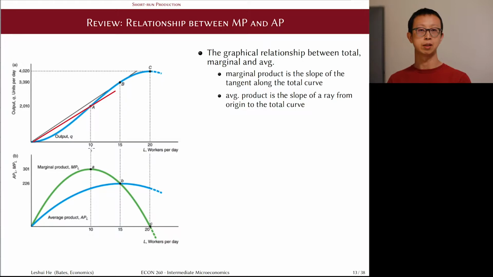Why is the average product the slope of this ray? This is because if we write down the average product again, it is just the total product divided by the amount of labor input, which is the y-coordinate at this point divided by the x-coordinate at this point. In other words, this is just rise over run of this particular ray shooting from the origin to this particular point on the total product curve. And the slope of this ray is exactly the average product of labor.